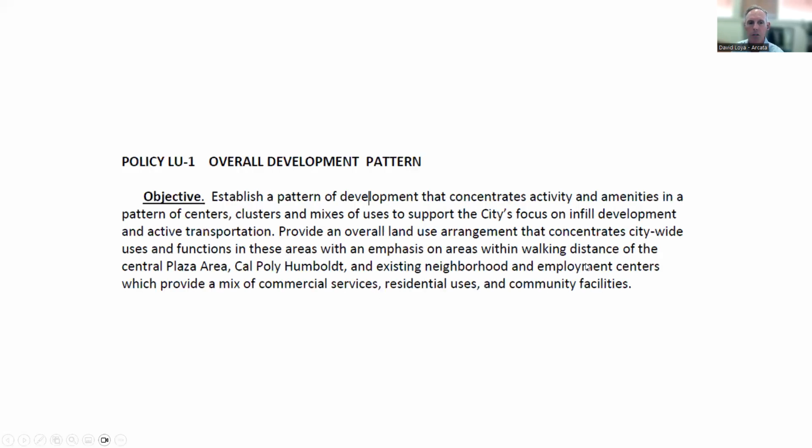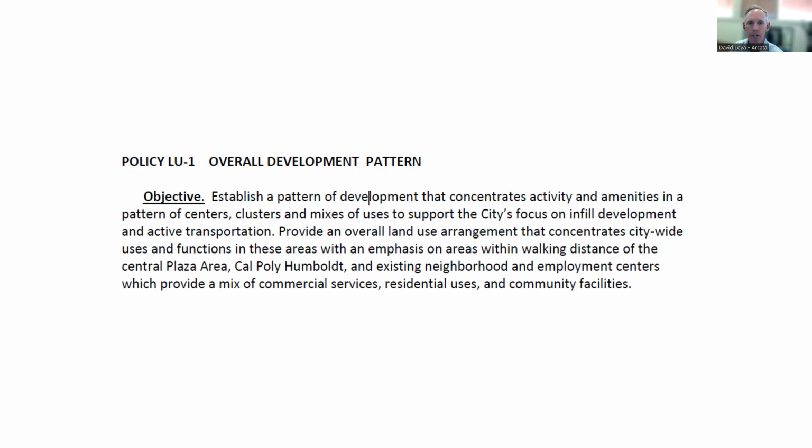The land use element is the element in the general plan that regulates the overall development pattern for the City of Arcata. It identifies the land uses that are allowable in one area and not allowable in another. It identifies areas set aside for residential versus those set aside for industrial versus those set aside for recreational and natural resources protection.